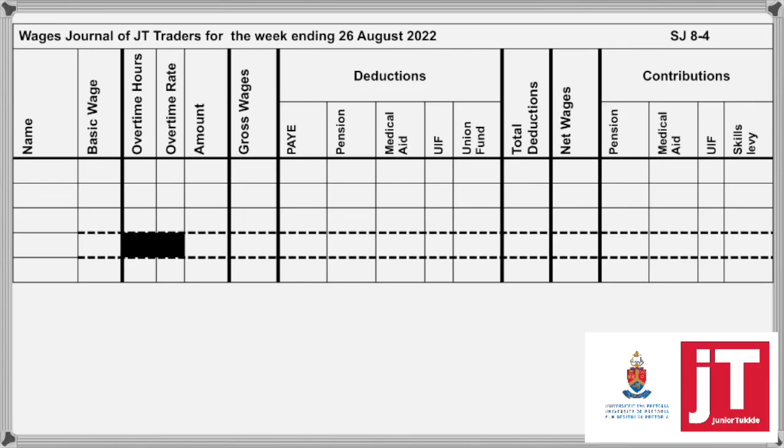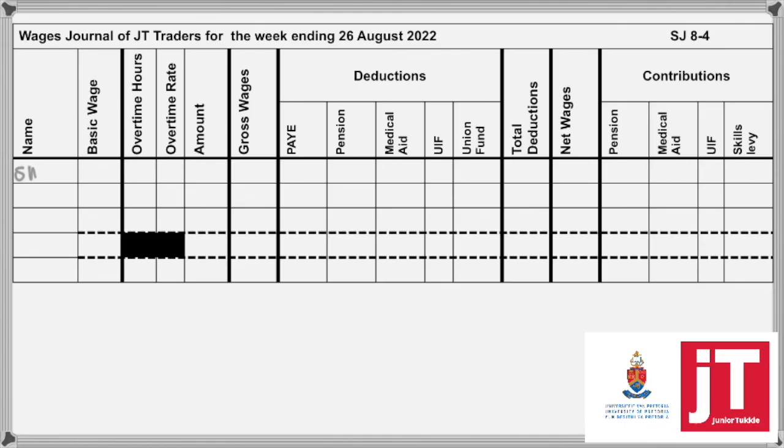Now it looks very similar to the salaries journal, except that now, because there's a basic wage and overtime rates, we have to sort of split basic wages and overtime and to get gross wages. Then we have our deductions, total deductions minus gross is your net wage, and then we look at the contributions as well. But we use the same formulas or same additional information percentages to calculate these things.